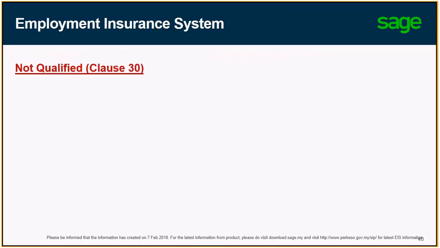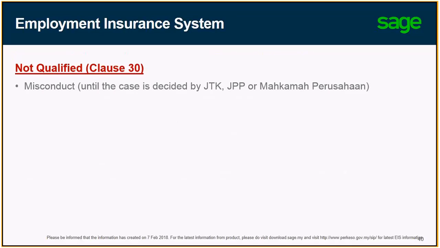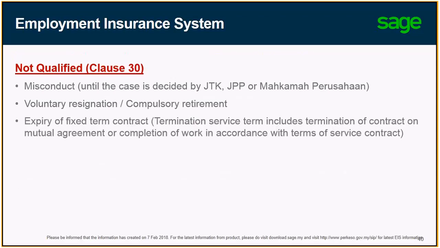Now let's look at those not qualified: if the employee lost a job because of misconduct, or voluntary resignation or compulsory retirement. This is also not qualified. Or expiry of the fixed term of contract. You're on contract, then you're completing, you're not qualified to claim for this EIS scheme benefit as well. However, if you're under contract and then the employer releases you before the end of contract, then you'll be entitled because the contract is not ended yet.